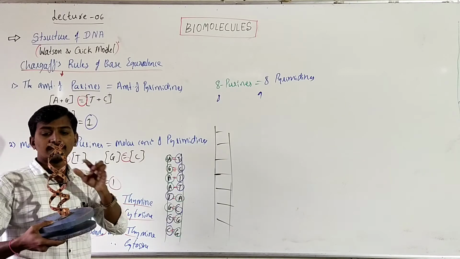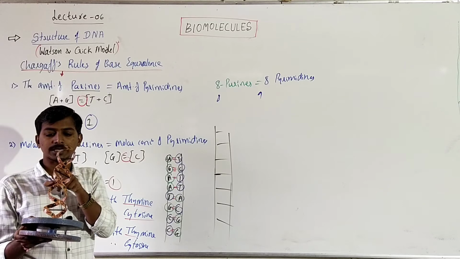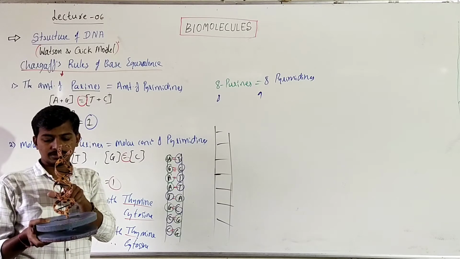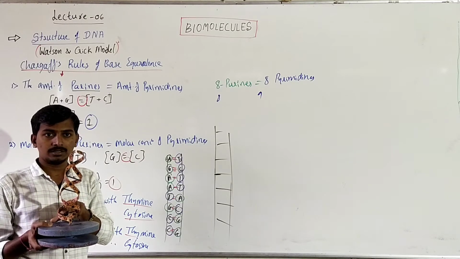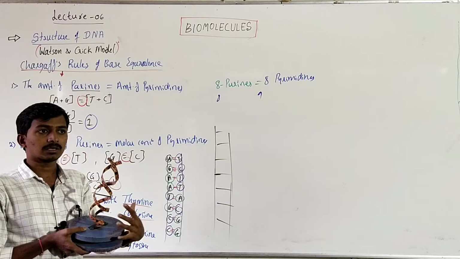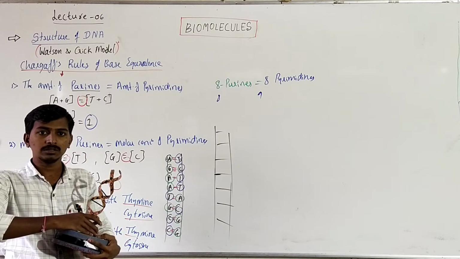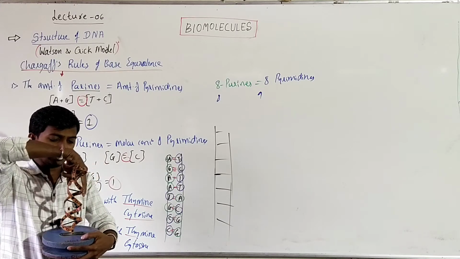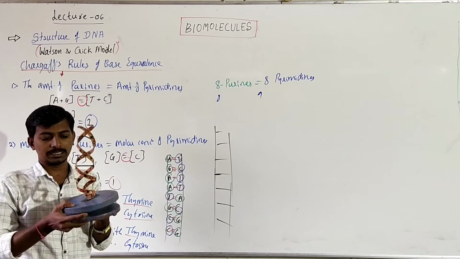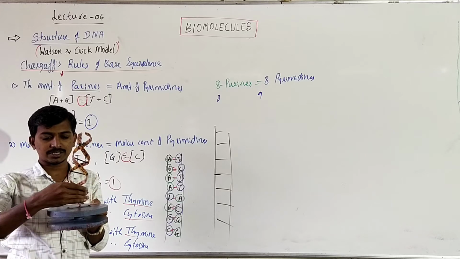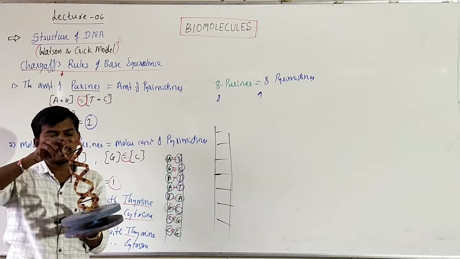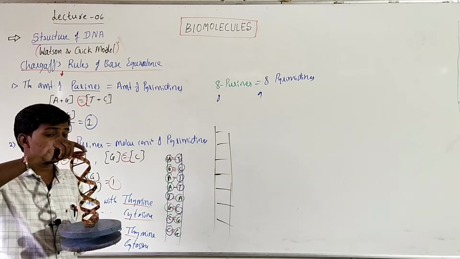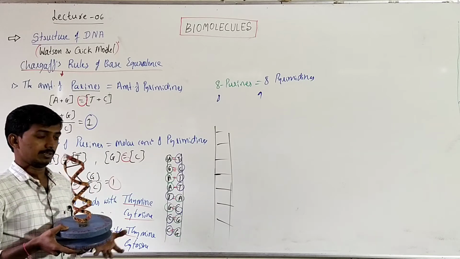The second one you can see here. Third one is here. Fourth one is there. Like that, the complete DNA will be twisted in a clockwise manner. You can see here properly. It is twisted in a clockwise manner. That is the main property of the DNA.